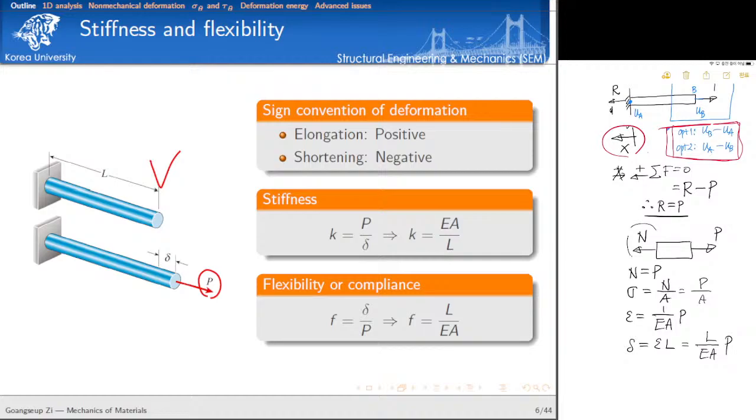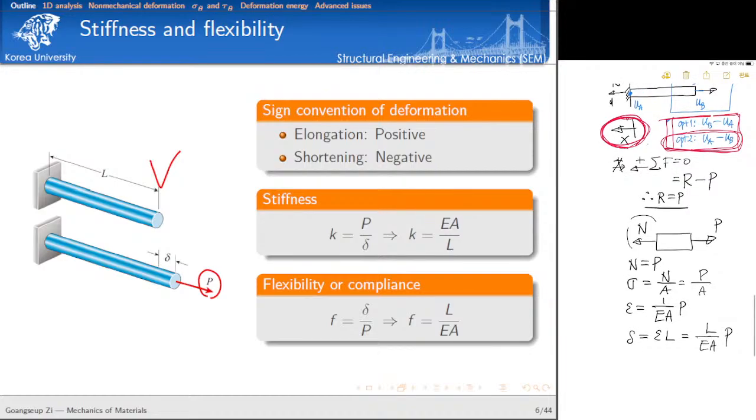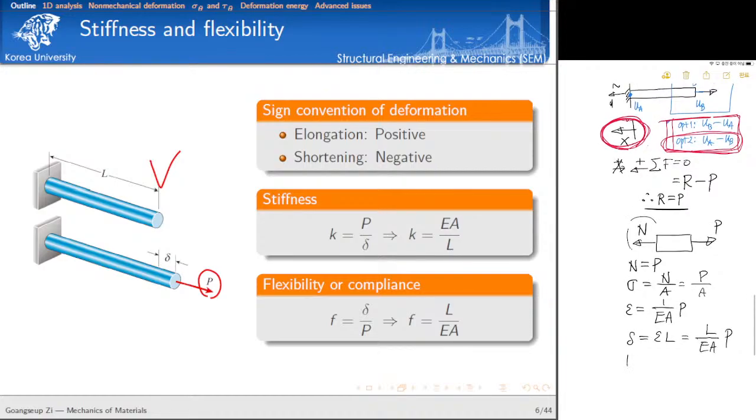Which one is correct? Okay, very good. So in this case, option 2 is the correct measure of elongation, isn't it? Because this is the direction of my current coordinate system. So now I want to use option 2. My elongation UA minus UB is given by EA times P.